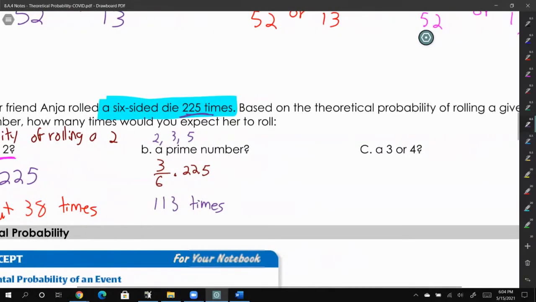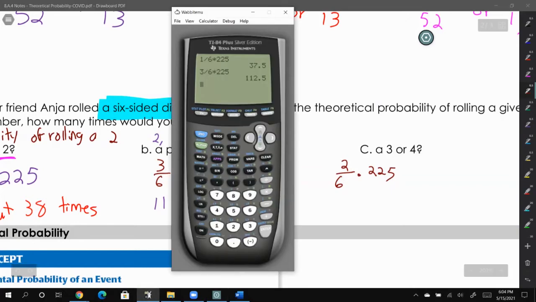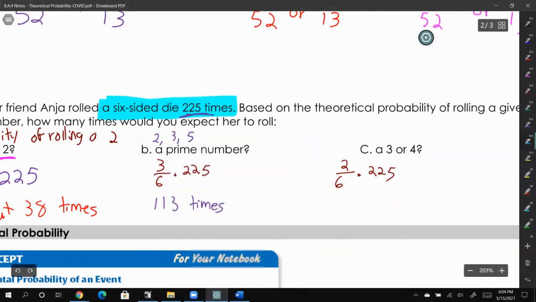And then letter C, a 3 or a 4. So rolling a 3 would be a success, and rolling a 4 would be a success. So we have 2 out of 6 times 225, and that gives us 75. And again, until we would actually do an experiment, these are just estimations or theoretical probabilities. This is what we expect to happen, or what should happen, but it may not be what actually happens.